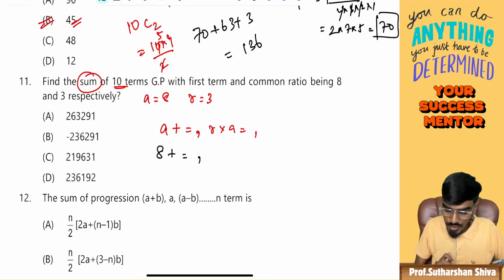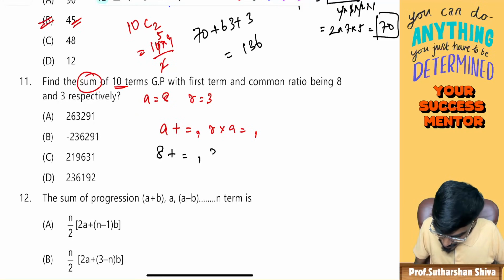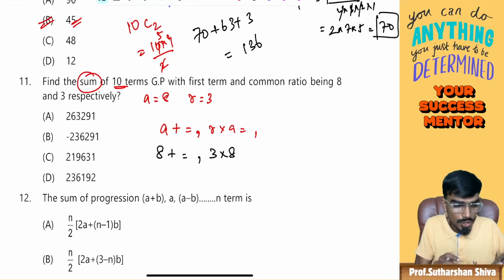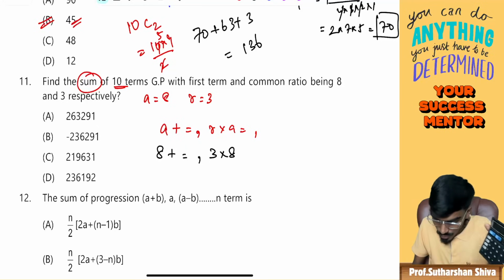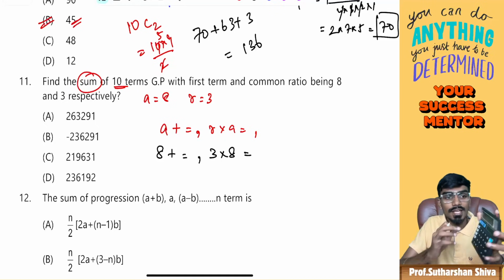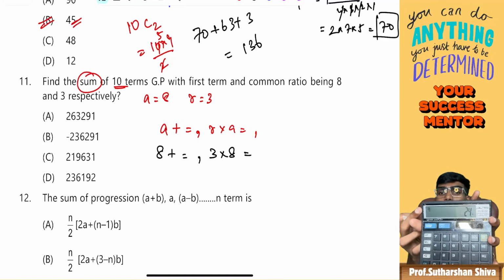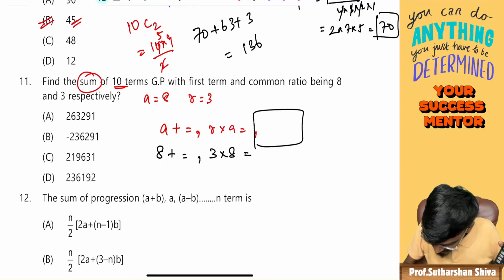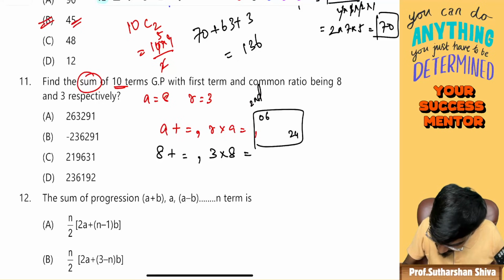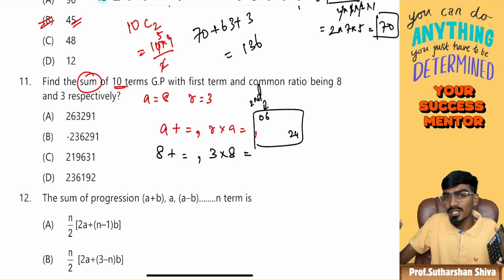Then what you guys do, first press R, 3 into 8, you need to press equal to. If you press equal to, you will be getting in the corner it is showing 6. It is only 24, which means we are in the second term.